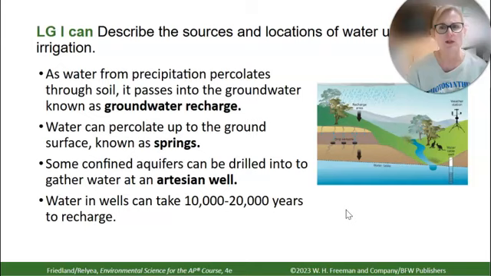Okay, so water as it percolates through soil, sometimes we call it percolation, sometimes we call it seepage, it creates groundwater recharge. That's a term that will be used on the AP test, groundwater recharge. Now, sometimes in low places, the water can come out of the ground, and it's called a spring. And then you have something called an artesian well, and that one really isn't on the AP test anymore, but it's kind of an interesting thing to know about.